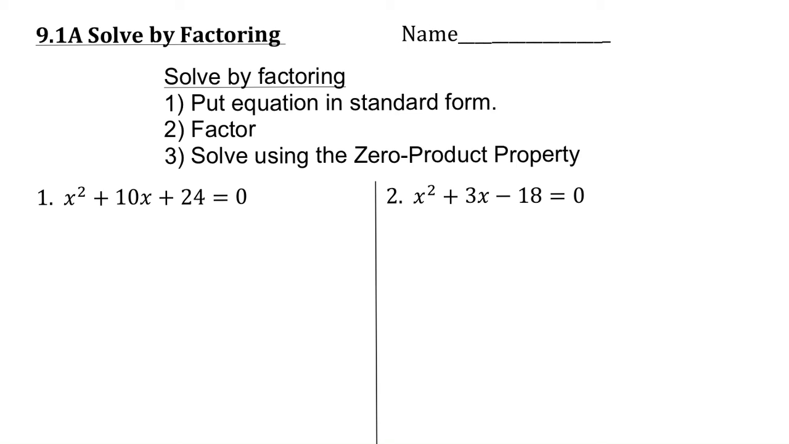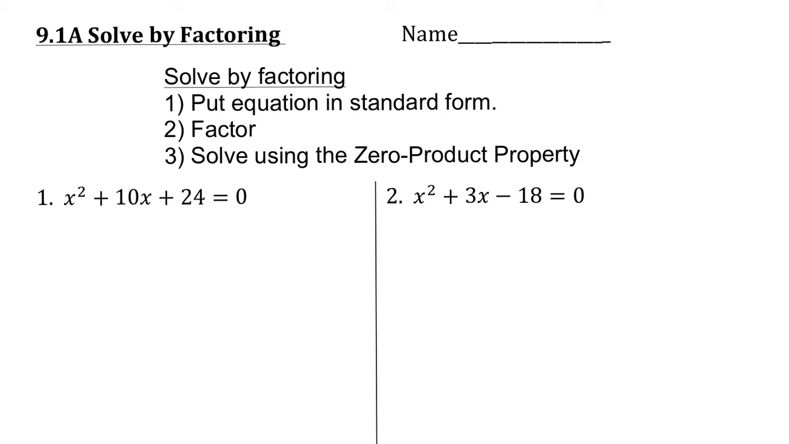In Chapter 9, we're going to solve quadratics using various methods. The first method is a method we learned in Chapter 7, and that's solving by factoring. Remember, when you solve by factoring, you want to put the equation in standard form, meaning it has to equal 0, and it goes from highest degree term to lowest degree term. Then we factor it, and then we solve using the zero product property.